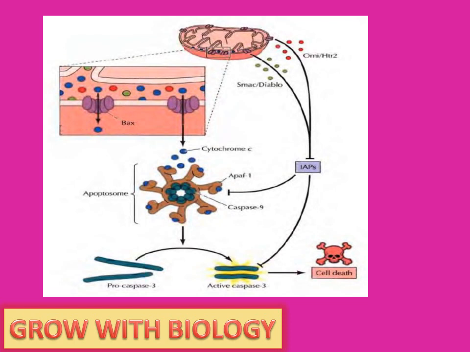Now once IAPs, that is the inhibitors of apoptosis, are synthesized, then they will inhibit the apoptosome formation. Once apoptosome formation is inhibited, there will be no apoptosis. Mitochondria will secrete cytochrome C. There is formation of apoptosome which results in activation of procaspase 3 and resulting in cell death. But if there is activation of IAPs, then there is inhibition of the activity of apoptosome.